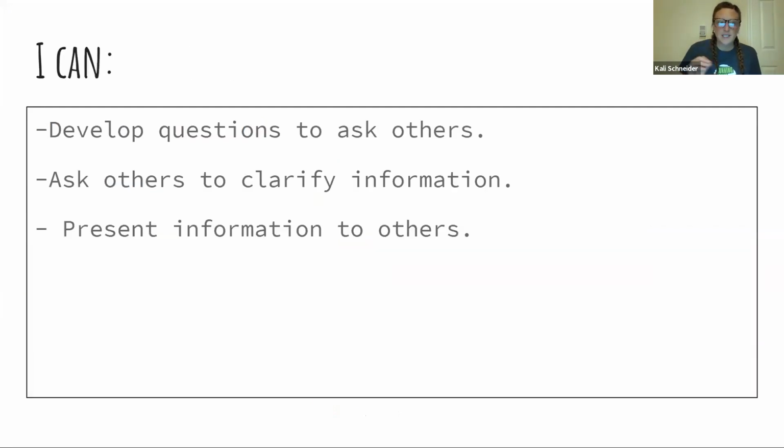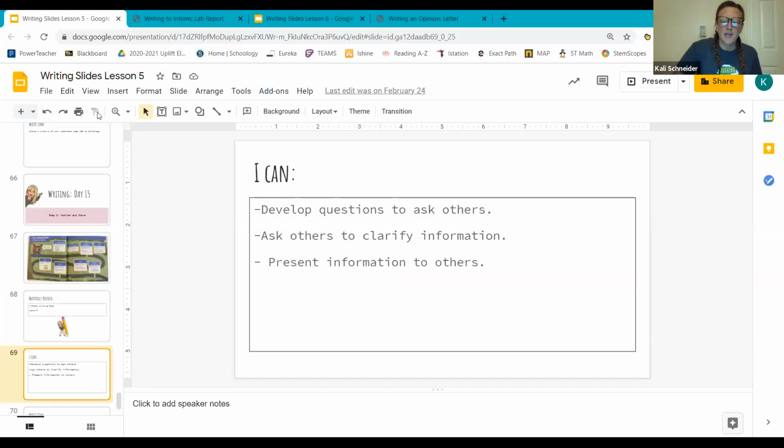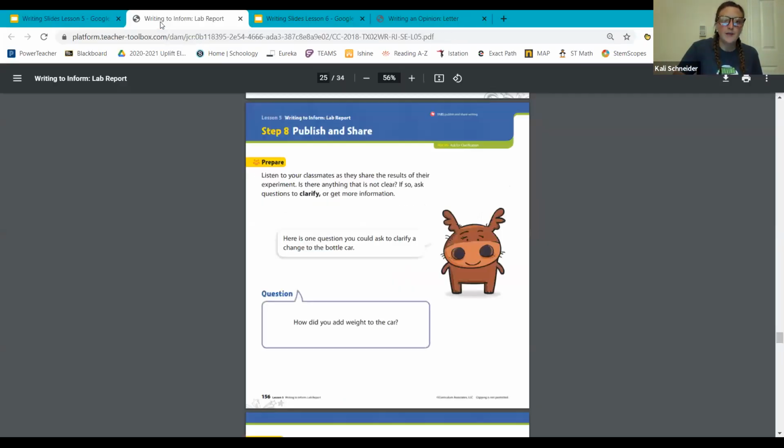As we are working today, our objectives are: I can develop questions to ask others, I can ask others to clarify information, and I can present information to others. So our goal today is to be able to clarify information, present our work, and have a very strong piece of writing. So let's go ahead, and we are going to be on page number 156 today. Page 156.